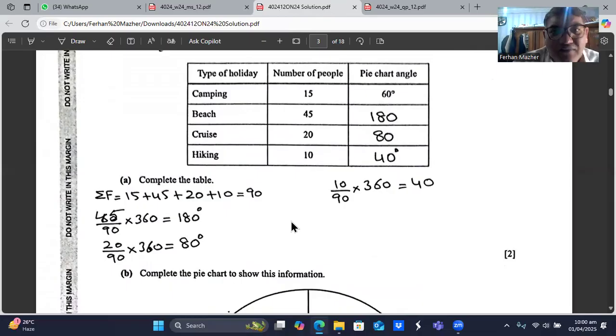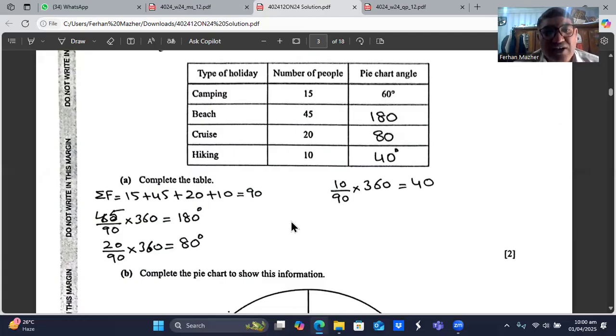First of all, I added all the frequencies: 15 people, 45 people, 20 people plus 10 people. So there are a total of 90 people. For the people who prefer the beach, you can find the angle for the pie chart: 45 people asked for the beach and the total is 90. So 45 divided by 90 multiplied by 360 will give you 180 degrees.